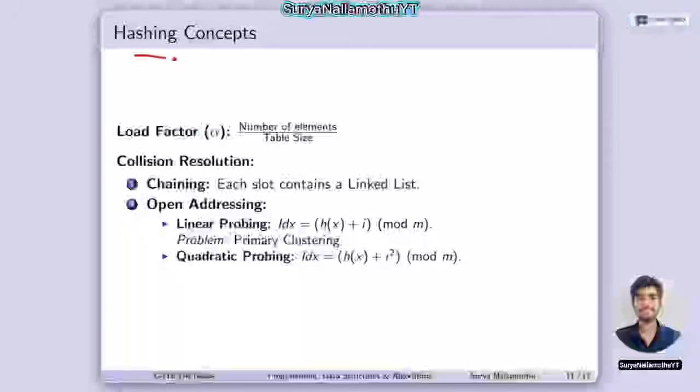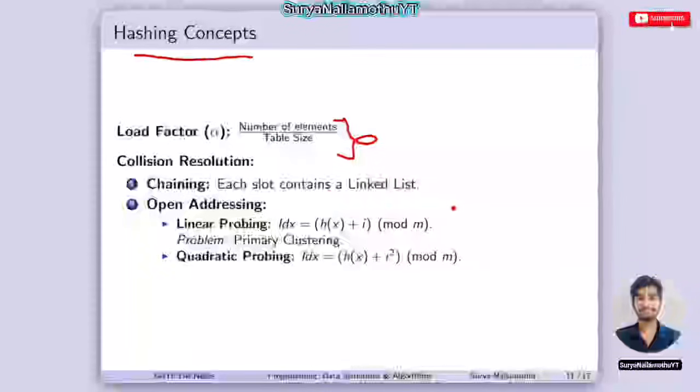Here the hashing concept. In this hashing concept, the alpha value indicates the number of elements divided by table size. So this is the formula for alpha. Chaining. Collision resolution: we need to resolve collisions by open addressing, using linear probing and quadratic probing methods. These are the formulas for linear probing and quadratic probing.